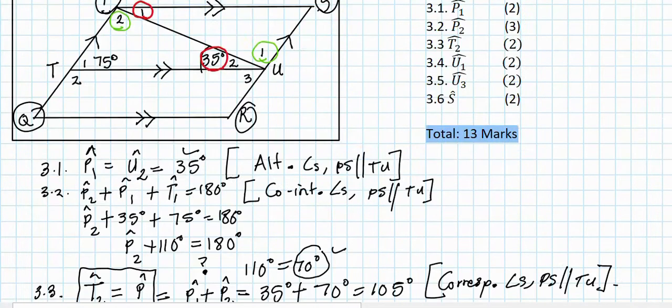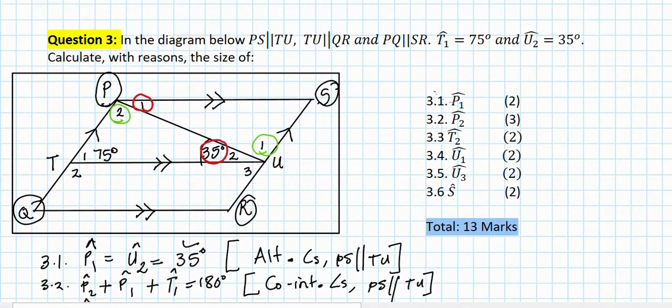What does 3.5 want? We did this. We got 3 marks there. We got 2 marks. We got 2 marks. Now we are here on 3.5 where they want U3. I don't think I even have to say this one because it's so obvious. We just found U1 right now, and U1 is 70 degrees. And then you are looking at U1, U2, U3 next to each other on the same straight line. It can only be adjacent angles on a straight line.